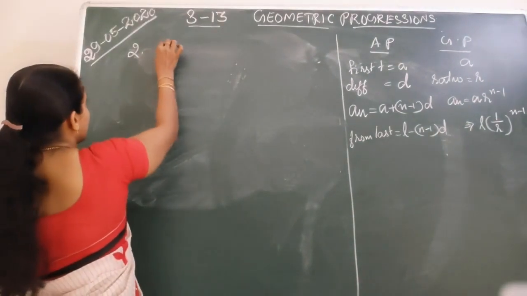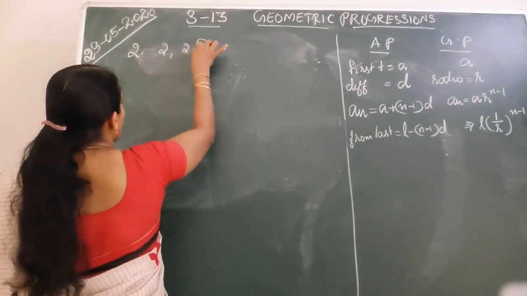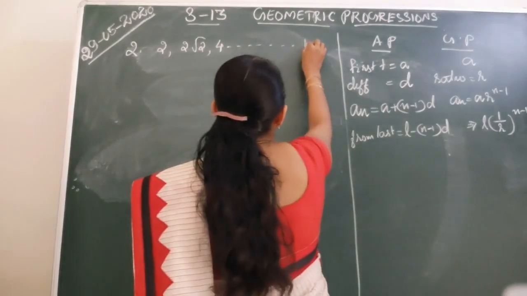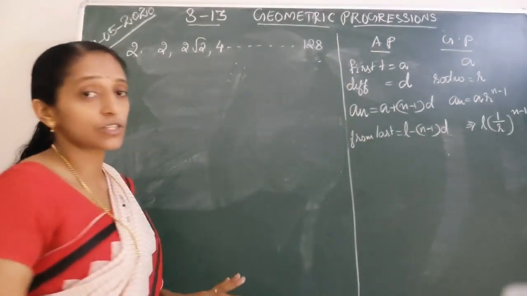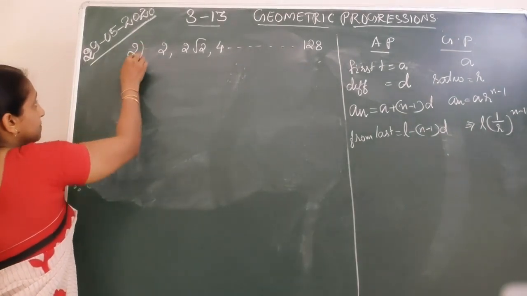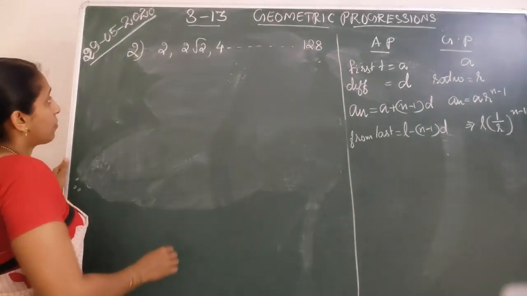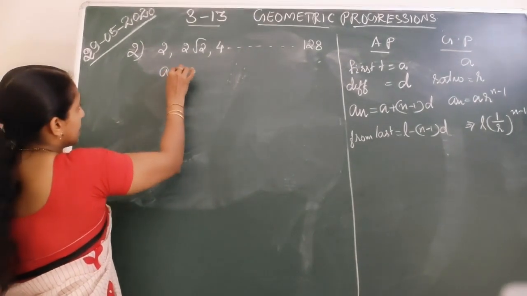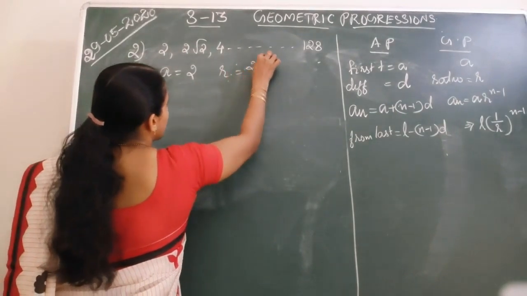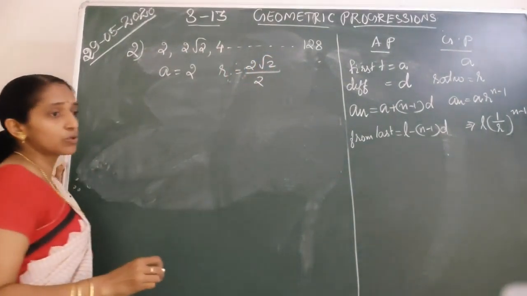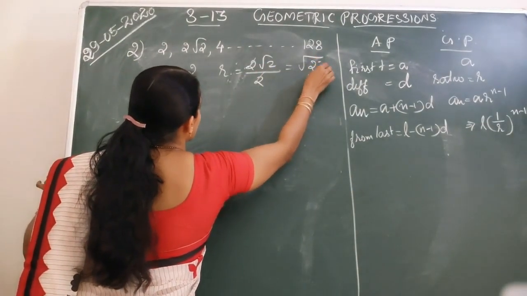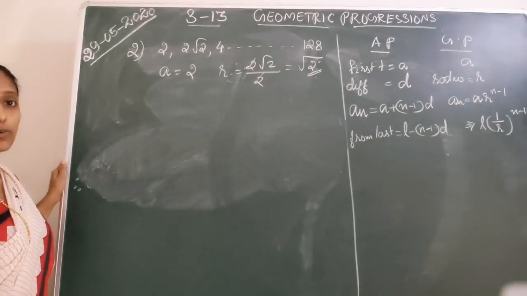There is a GP given: 2 root 2, 4, etc. And the last term is given as 128. This is our series given. Okay, so what is our A? A is 2 root 2. And R will be 4 divided by 2 root 2, which means 2 and 2 will cancel. You will be getting R as under root 2. R will be under root 2.